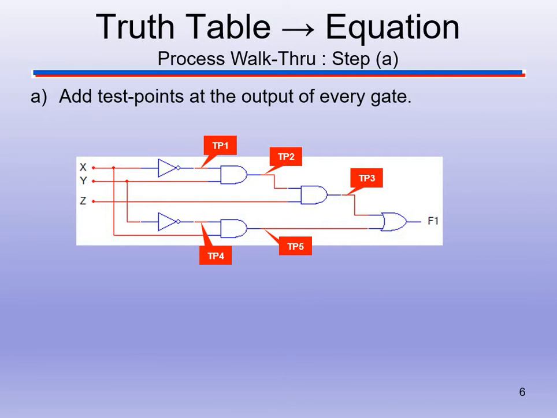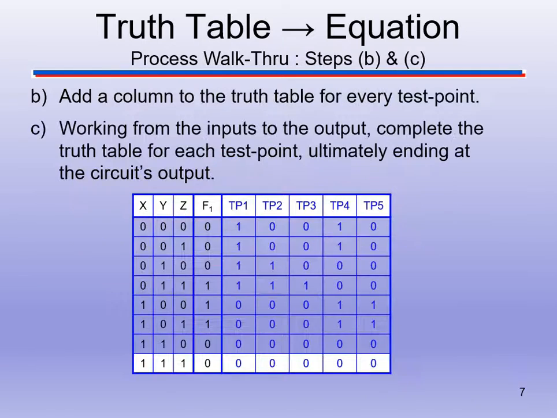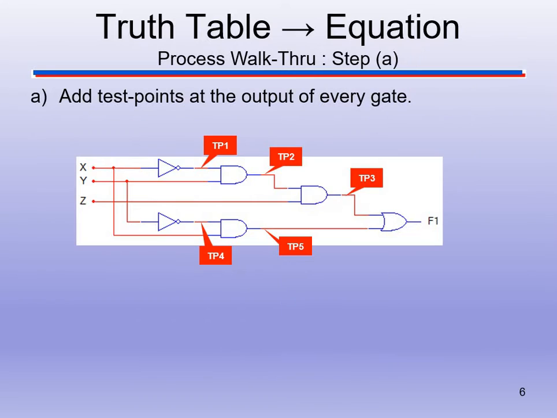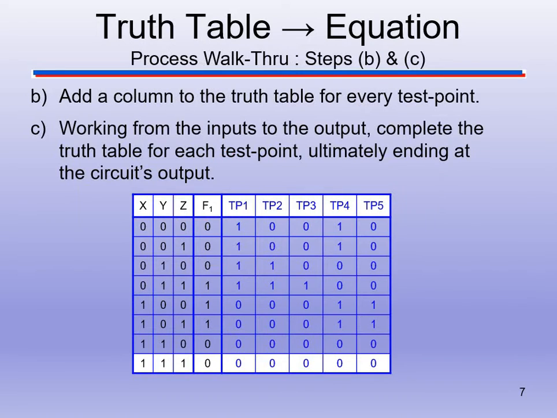Then test point 3: we have a 0 from test point 2 going into the AND gate, and we have a 0 from Z going into the AND gate. So 0 AND 0 produces a 0. So test point 3 is a 0. And then let's take a look at test point 4. We're sending in a 0 from Y into the inverter. The output of the inverter is a 1. So test point 4 should produce a 1.